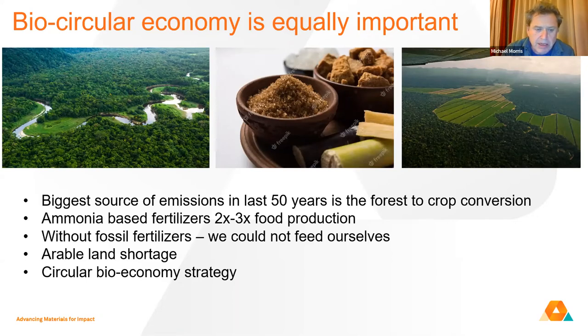We've also got to remember that most of our crops are fertilized essentially by ammonia products, which are natural gas and oil derived. But without that, food production across the globe would reduce by a factor of 2 to 3. And we just couldn't feed ourselves. Now, as population grows, there's going to be more demand for arable land, and that's going to increase the pressure on forestry, which by necessity will probably have to decrease over the next 50 years.